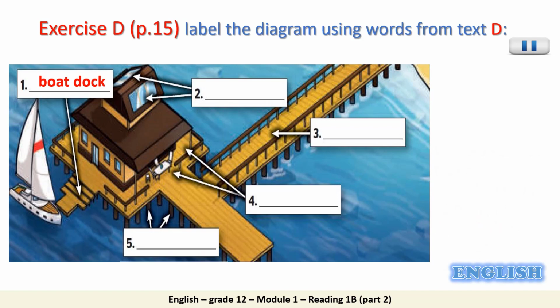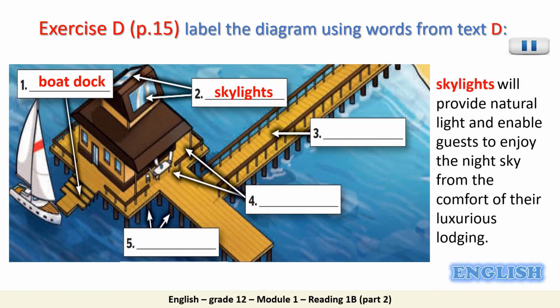Number 2. Skylights. Among the features of the skylights is that they provide natural light and enable guests to enjoy the night sky from the comfort of their luxurious lodging.